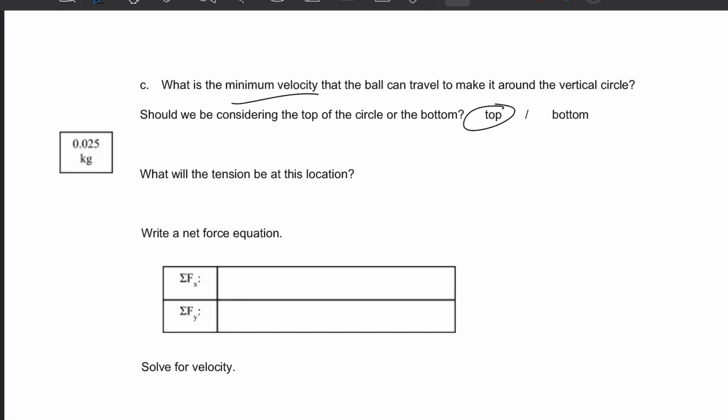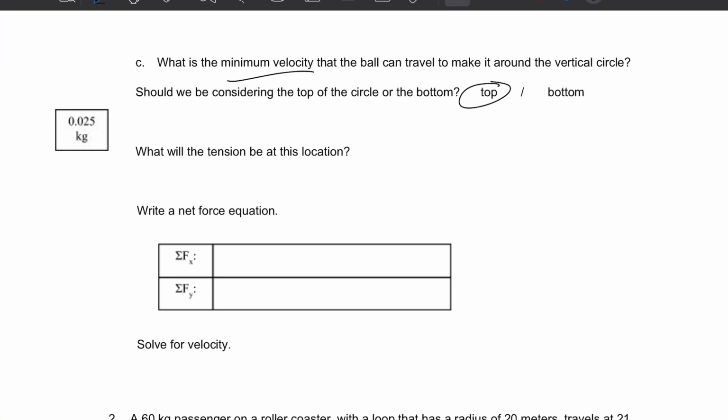What is the minimum velocity the ball can travel to make it around the circle? We do the minimum velocity at the top. That is the place that we do the minimum velocity. So our free body diagram will have mg going down. We would have force of tension going down, but we're going to make that force of tension the minimal, the smallest number you can think of. Negative is not small, it's just the opposite direction. So we're going to make it 0. 0 is the smallest number, leaving us just with mg keeping us in the circle.